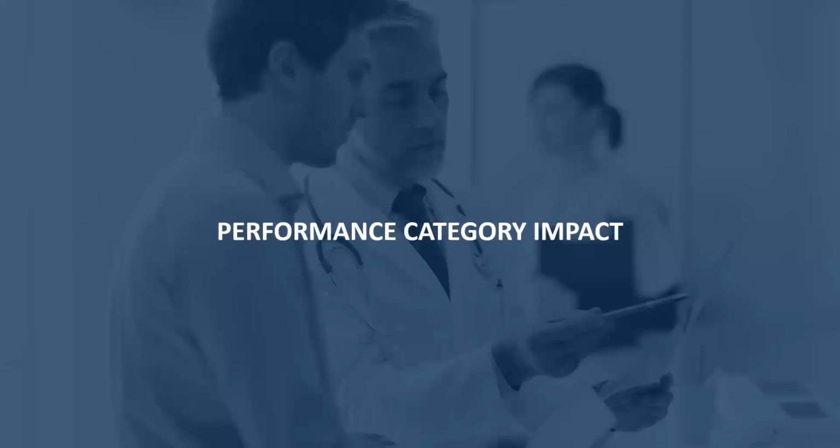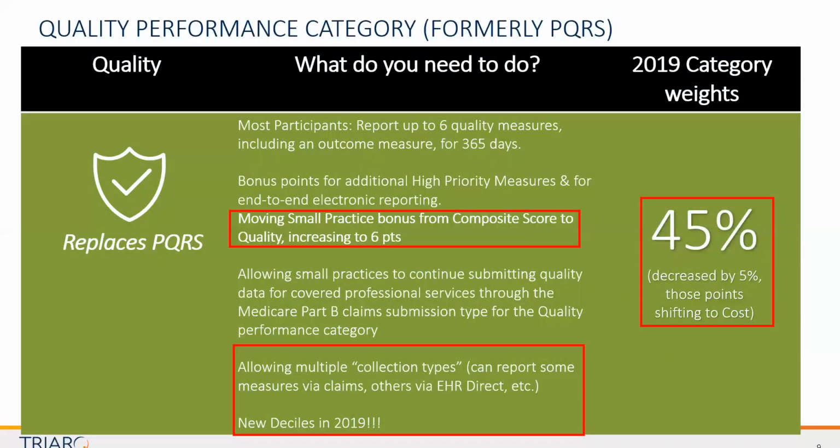Okay, so performance category impact, right? When I say performance category, that's PI, quality, improvement activities, and cost. Those are the 4 performance categories of MIPS. So starting with, and I tried, guys, these slides are busy, and I apologize, and I know there's a lot to look at here, so I try to call out in red what's new for this year.